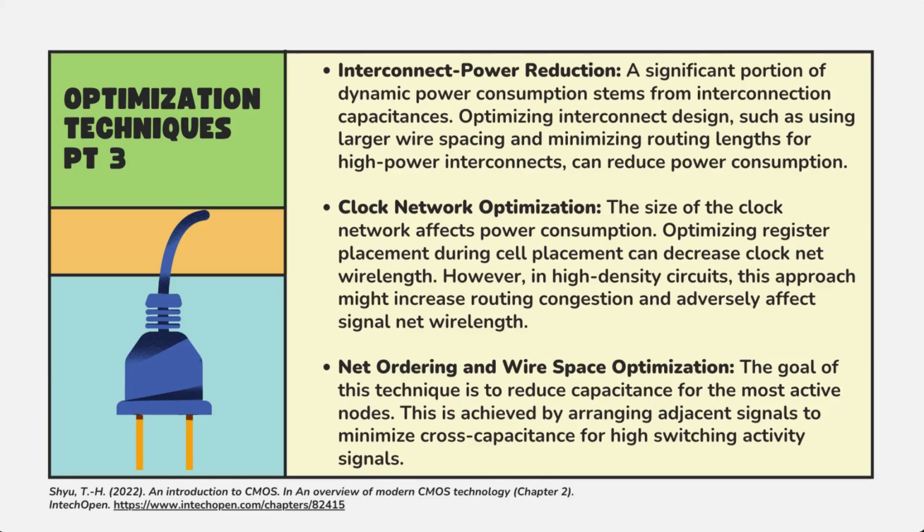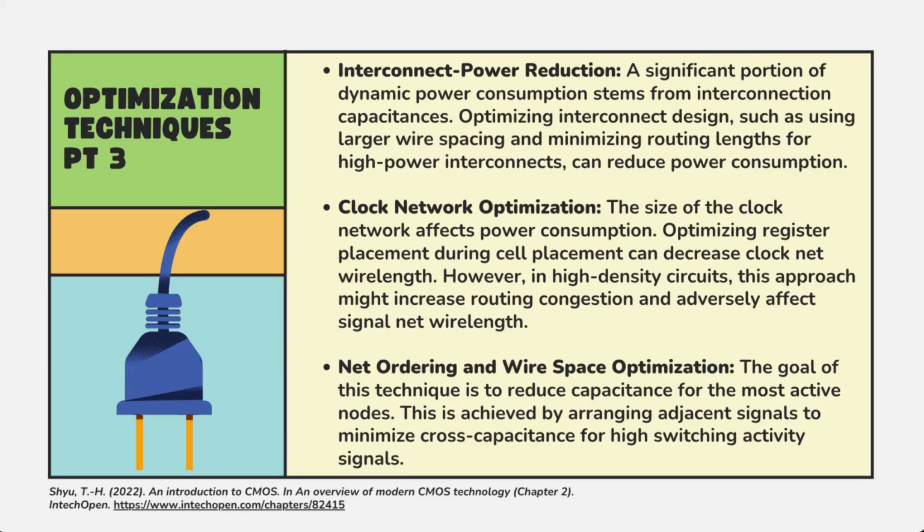The size of the clock network affects the power consumption. Optimizing register placement during cell placement can decrease the clock net wire length. However, in high-density circuits, this approach might increase the routing congestion and adversely affect the signal net wire length.